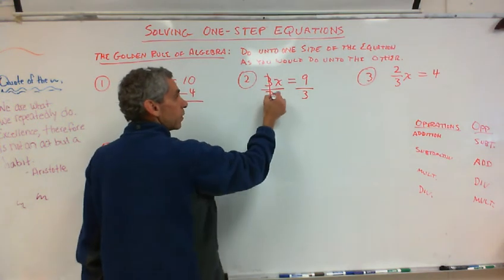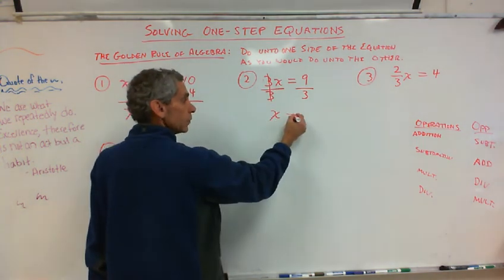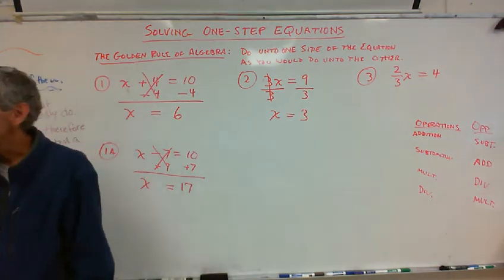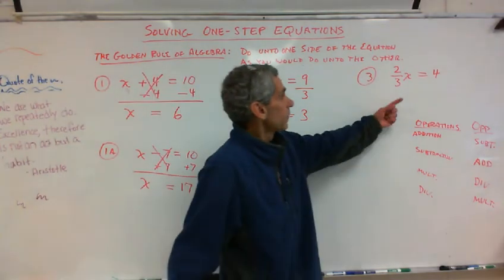So these 3s cross out to a 1. So that gives me 1x, which is just x, equals 9 divided by 3, which is 3. One step. Pretty easy. Fist of 5. You're getting it. Okay, last one.